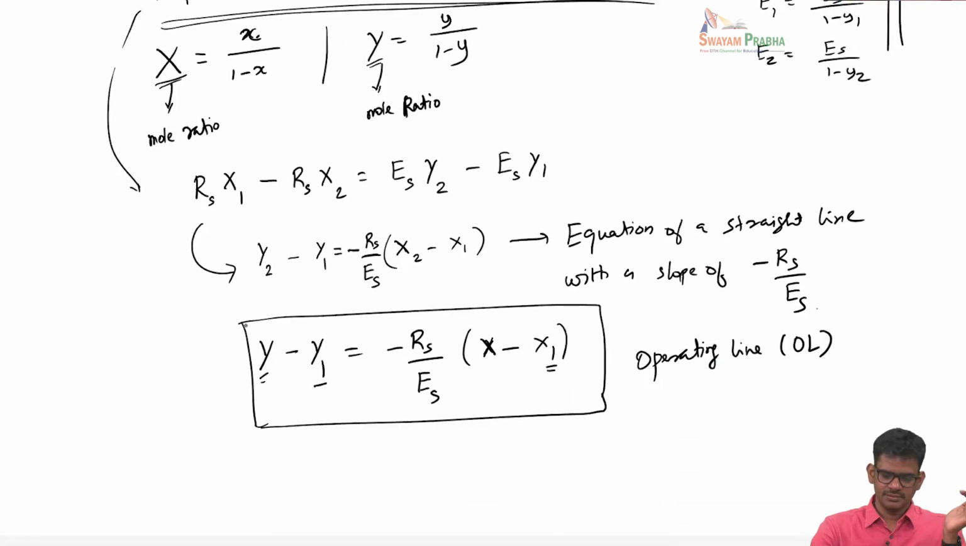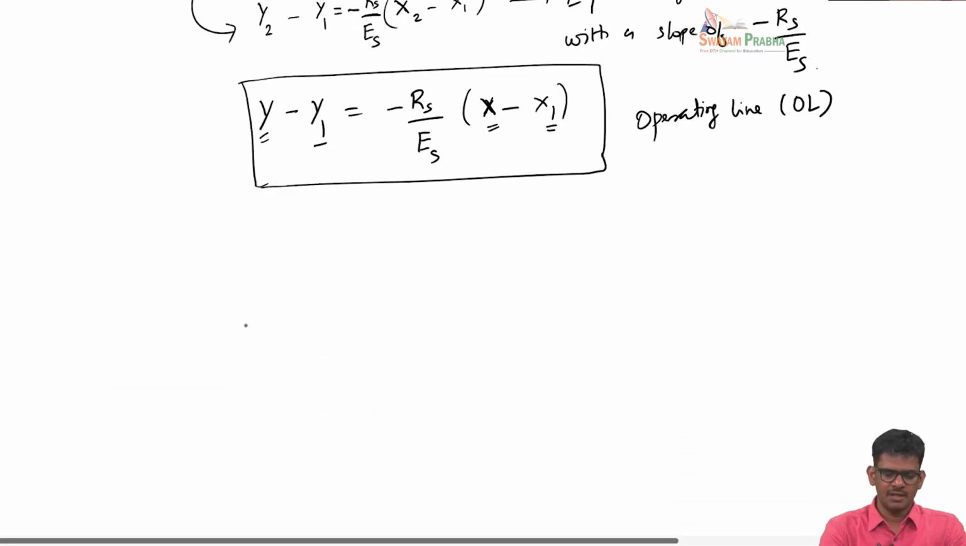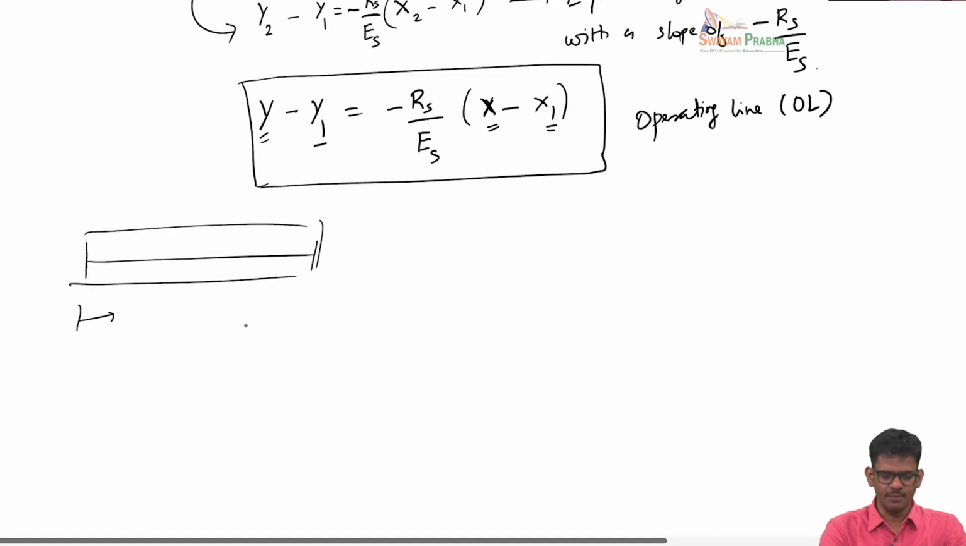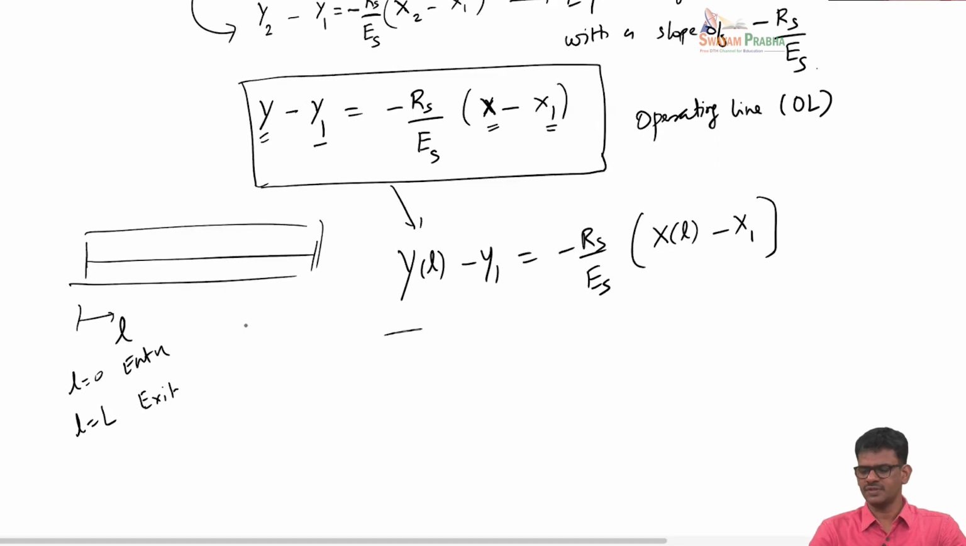This Y and this X, suppose if I say, let's say this is my mass transfer equipment, and let's say I define some variable L denoting the location. So when L equal to 0, it is entry. When small l equal to capital L, exit. Then what we are saying here is this equation: y as a function of l minus y1, which is constant, equals minus Rs by Es times x as a function of l minus x1. This is what we are saying.